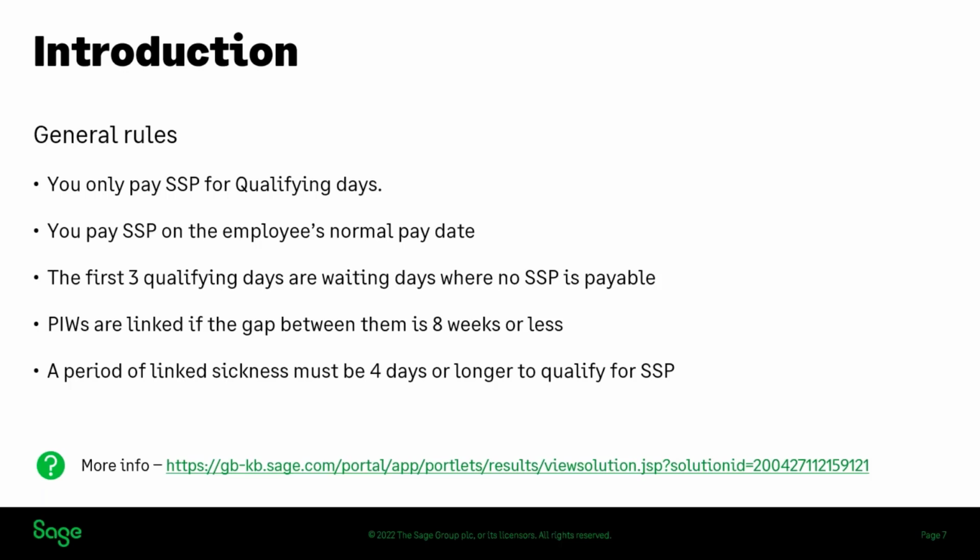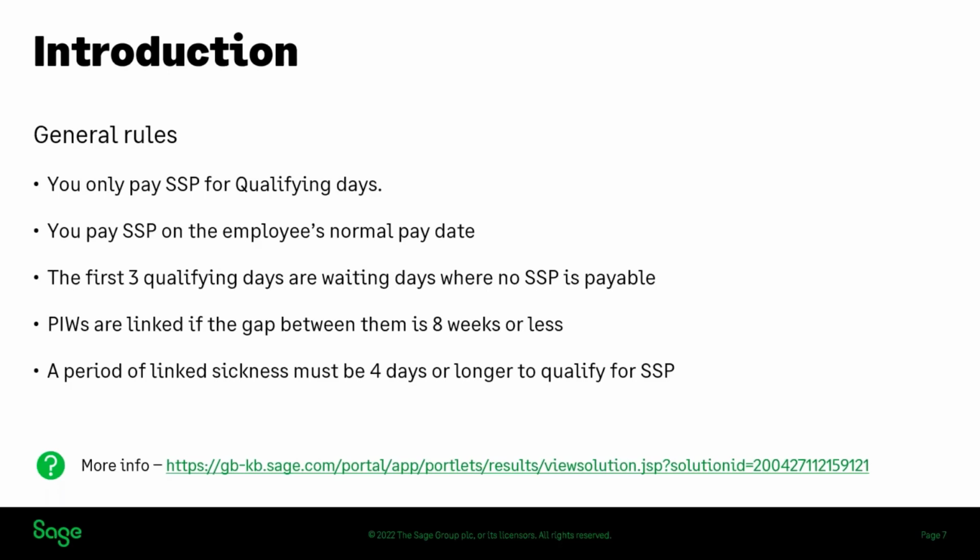PIWs are linked, so that's periods of incapacity to work are linked if the gap between them is 8 weeks or less. So if they are off sick again, 8 weeks or less after their first instance, they are classed as linked and then obviously contribute towards that 28-week total. A period of linked sickness must also be 4 days or longer to then qualify for further SSP.